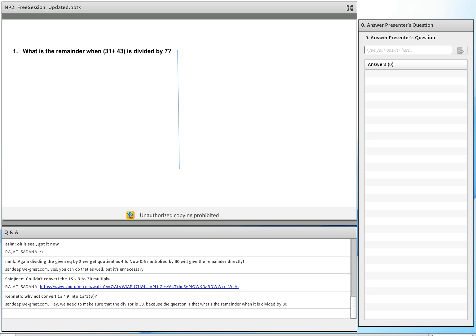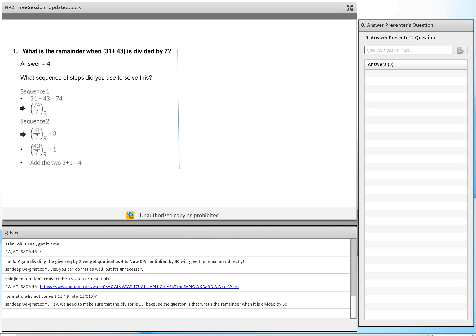Okay. So if you're given a question, what's the remainder when 31 plus 43 is divided by 7? The answer to that is 4, but there are two ways to approach this. One is you really add it up and you get 74 divided by 7, and you get the remainder as 4. But the second way, the preferred way that I want you to do, is you divide 31 by 7 and you get 3. You divide 43 by 7, you get 1, and you just add 3 plus 1. Okay, that's the preferred way that I would do this.